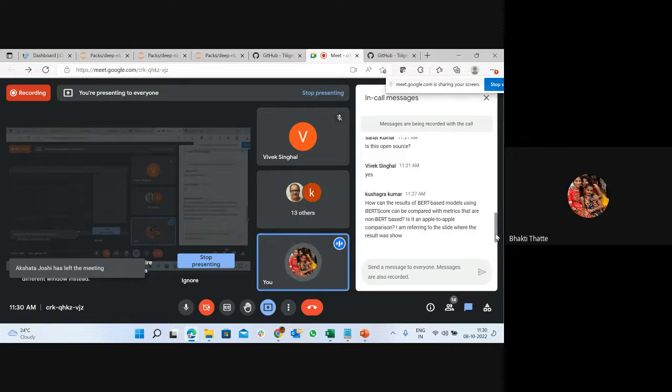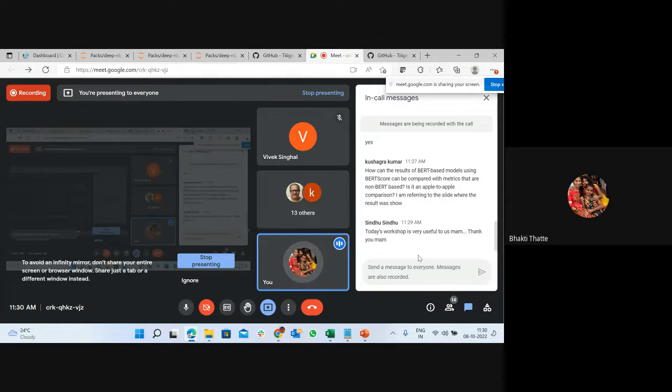Then, how can the result of a BERT-based model using BERT score be compared with metrics that are non-BERT based? Is it an apples-to-apples comparison? I am referring to the slide where the result was shown. Okay, Kurunga, let me go to that slide. So non-BERT based, today's topic is BERT based comparison only. It's not non-BERT based. So this BERT score is applicable only for the BERT based metrics. Okay, next is Sindhu. Okay, thank you so much, Sindhu.